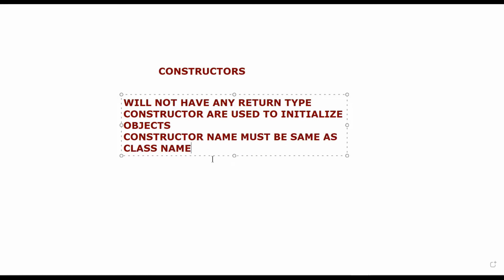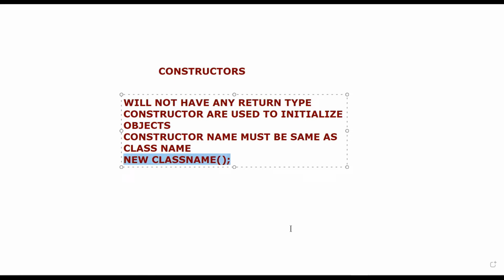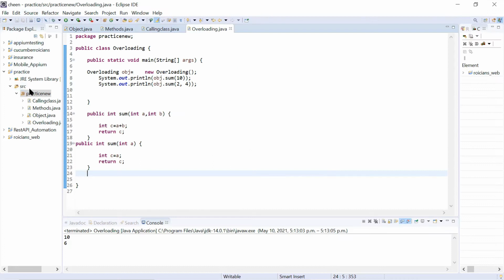A constructor is created whenever an object of the class is created. So whenever you create an object of a class, let's say new class name, when you create an object of any class, a default constructor gets created. Let's implement the concept of constructor.